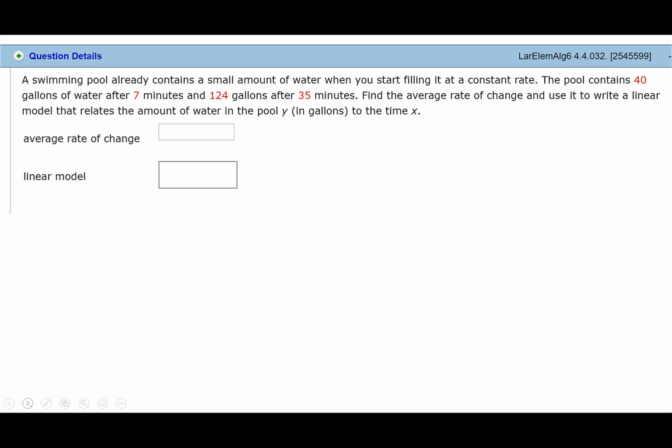A swimming pool already contains a small amount of water. When you start filling it at a constant rate, the pool contains 50 gallons of water after 7 minutes, and 124 gallons after 35 minutes. Find the average rate of change and use it to write a linear model that relates to the amount of water in the pool. Okay, so basically this has given us two ordered pairs, and we're going to find the slope of those ordered pairs, that's the average rate of change, and then write a linear model. Our ordered pairs are going to be in the format minutes and gallons.